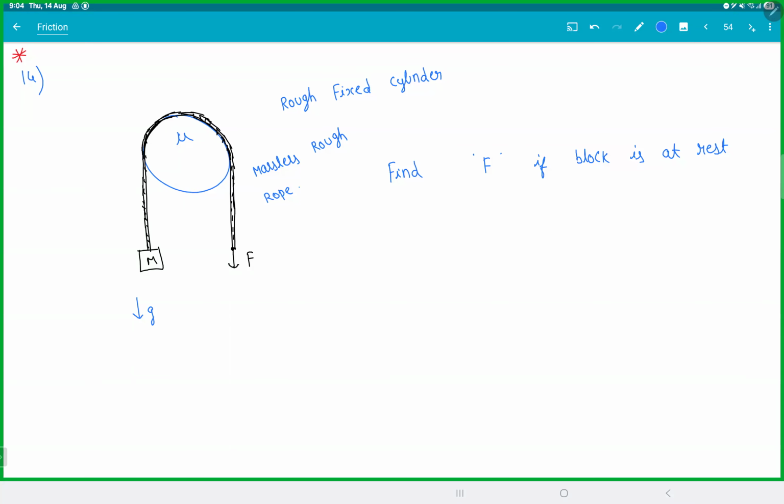What if we increase the angle of wrap to an infinite length? See, as long as you make that statement, that it is on the verge of slipping, that is taken care of.